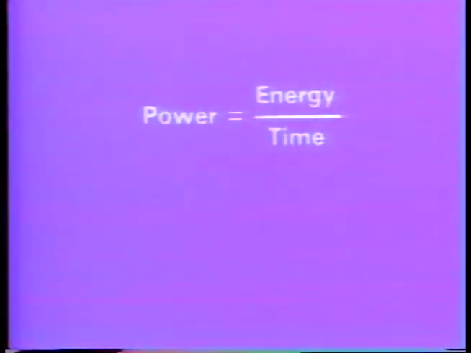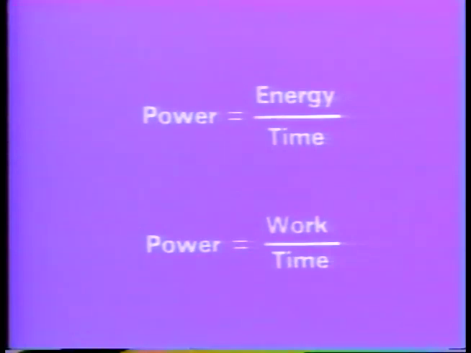Consequently, there are 2 equations used to calculate power. They are power is equal to energy divided by time, or power is equal to work divided by time. Now, the traditional units for power are foot-pounds per second, but other units that are commonly used include horsepower and kilowatts.